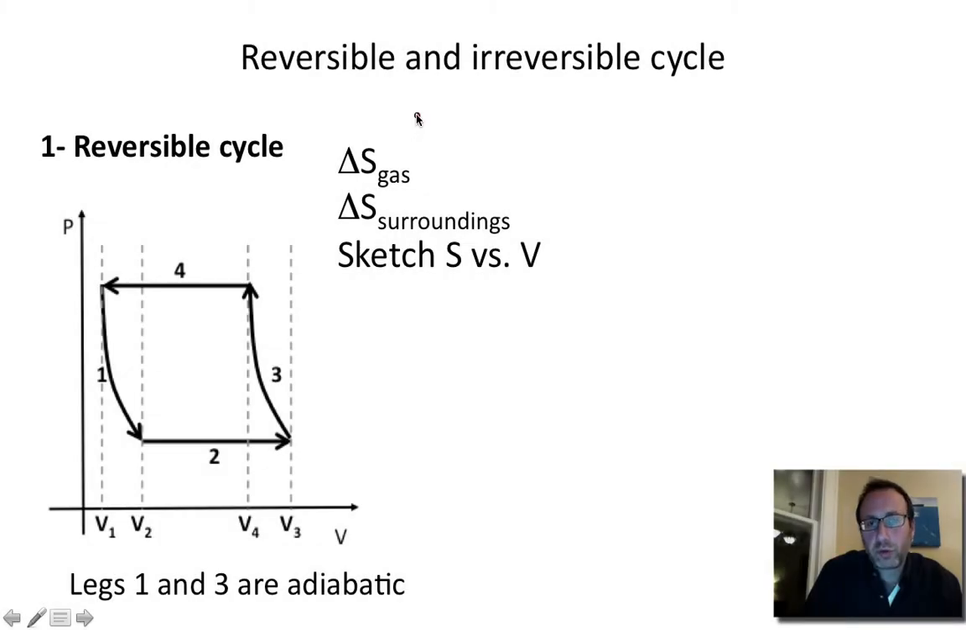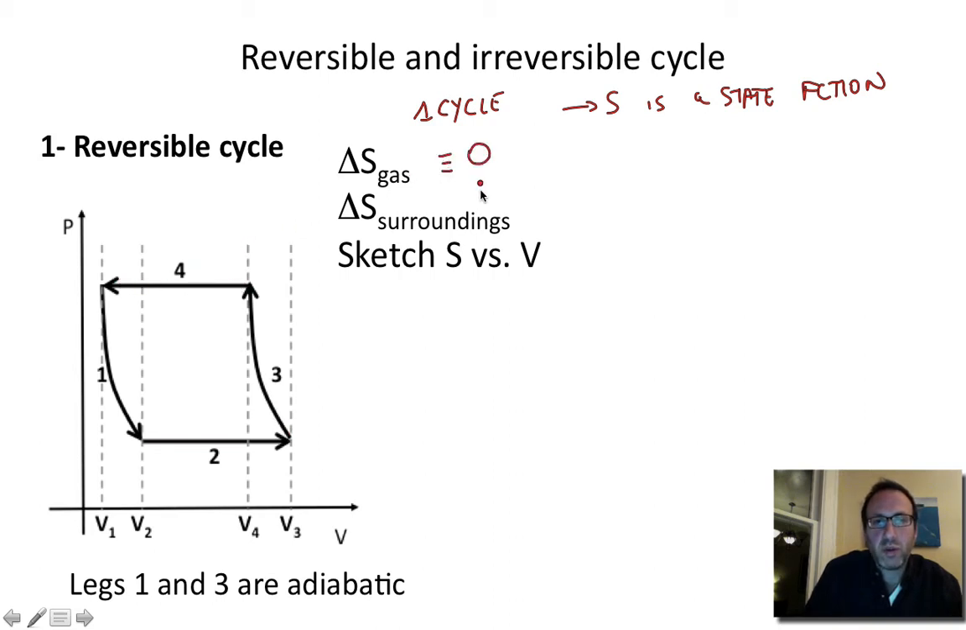Here's a solution to the first part of the problem. So first of all, delta S gas, when the gas goes through one cycle. Well, this one is simple. You just have to think that S is a state function. And so if the gas goes back to its initial state, then delta S must be equal to 0. It doesn't matter whether the cycle is reversible or irreversible. The gas goes back to its initial state. Its change in entropy is 0.